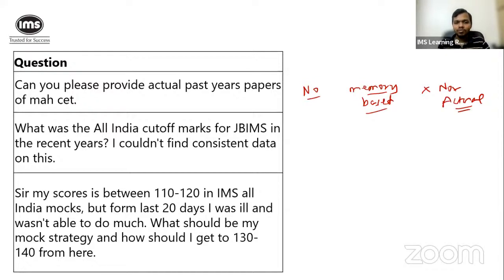What was the all India cutoff marks for JBIMS in the recent years? I couldn't find consistent data on this. Typically it has been around 99.98. Last year it was 99.95.